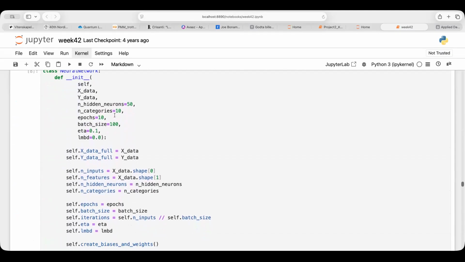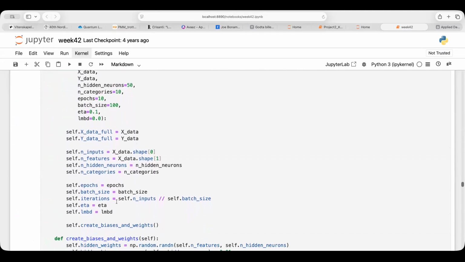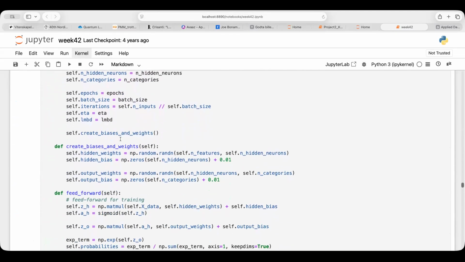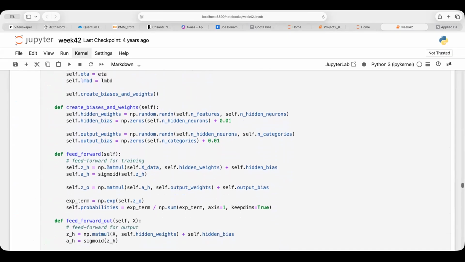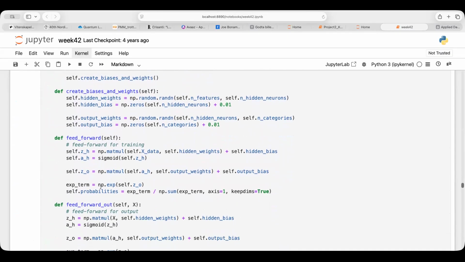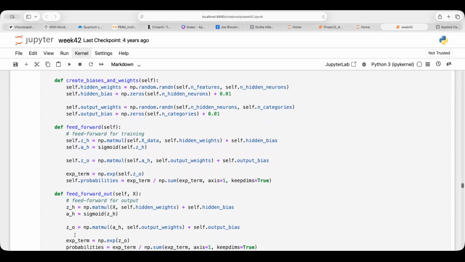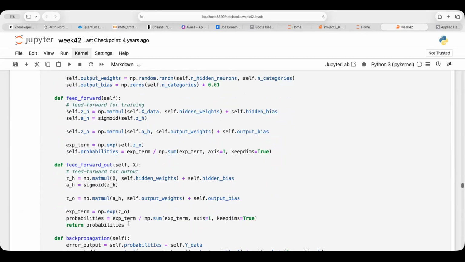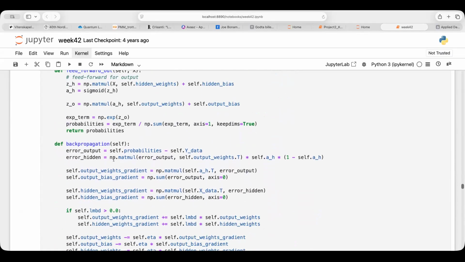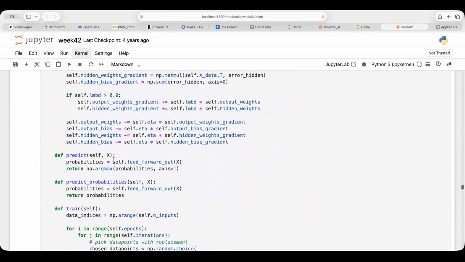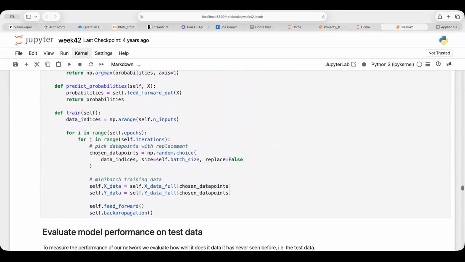class with one hidden layer. We are setting up the epochs and the batch sizes, as you did in project 1. We set up and create biases and weights. We have the feed forward pass. We have the output part here, which is given by this function here, ZO, and this is the probabilities which we produce. We have the back propagation part, and we make the predictions. We do the training over the number of epochs and the number of iterations here, and then we can evaluate and test the model.